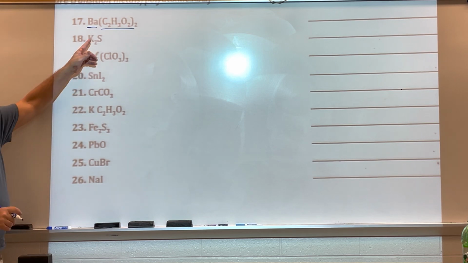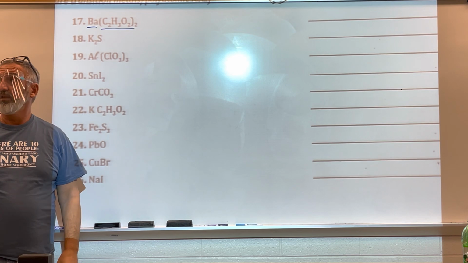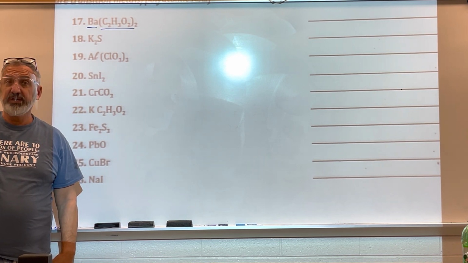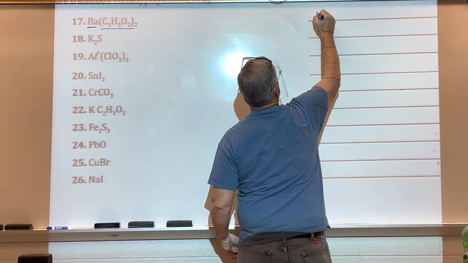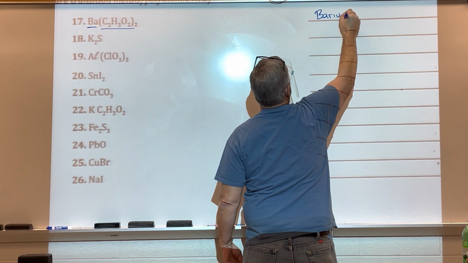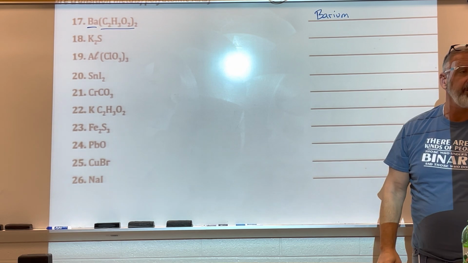First thing we do: is the positive thing hydrogen? No. We're going to learn about acids today, so it's not an acid. Is the positive thing a metal? Yes, so it's ionic. What's the next question? Does barium have more than one possible oxidation state? No. Because it's an alkaline earth metal, group 2, the answer is no, so you don't need Roman numerals. You just name the two ions: barium, and what's the name of that long one? C2H3O2. Acetate.